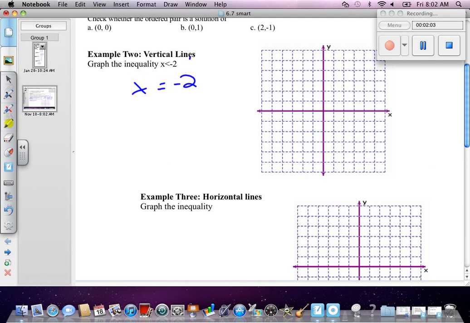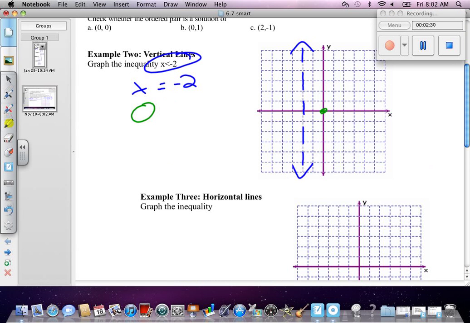Well, now we're going to graph x is less than negative 2. It's less than, not less than or equal to, right? It's just less than. So that means we're going to do a dotted line. Okay, and now we're going to figure out which side to shade. This is the new stuff. I'm going to plug in the point 0, 0. If it's true, I'll shade that side. If it's false, I'll shade the other one.